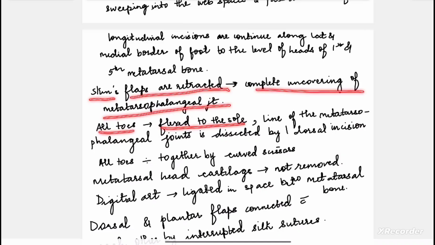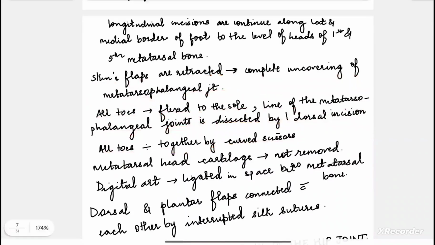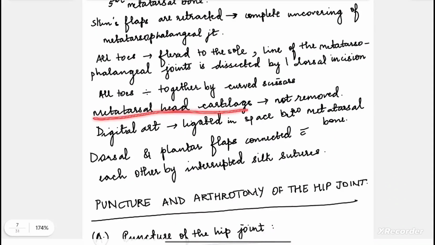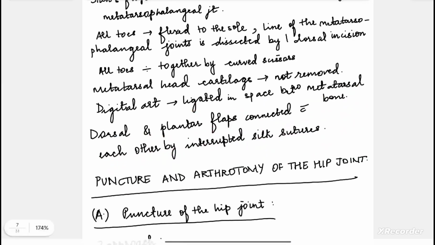All toes are flexed to the sole. Line of the metatarsophalangeal joint is dissected by one dorsal incision. All toes are divided together by curved scissors. Metatarsal head cartilage is not removed. Digital arteries are ligated in the space between the metatarsal bones. Dorsal and plantar flaps are connected with each other by interrupted silk suture.